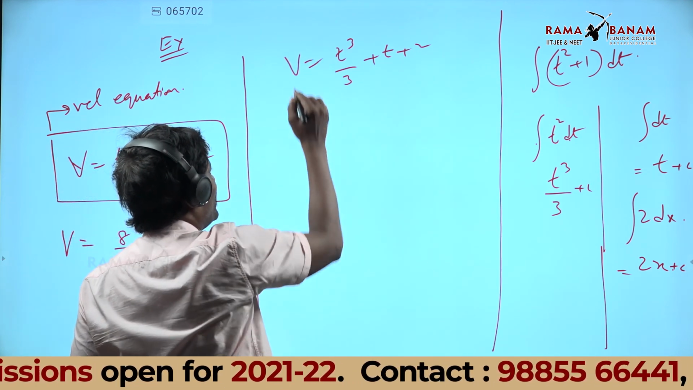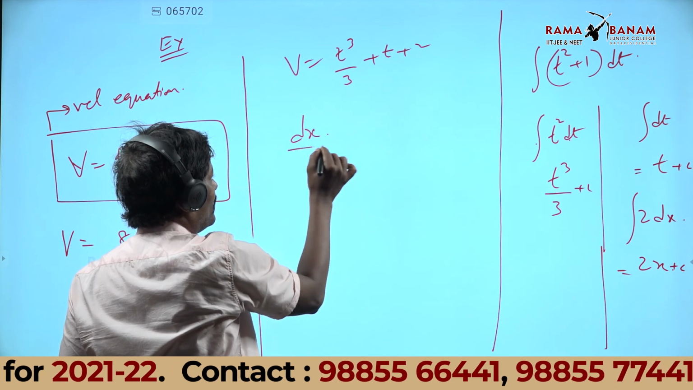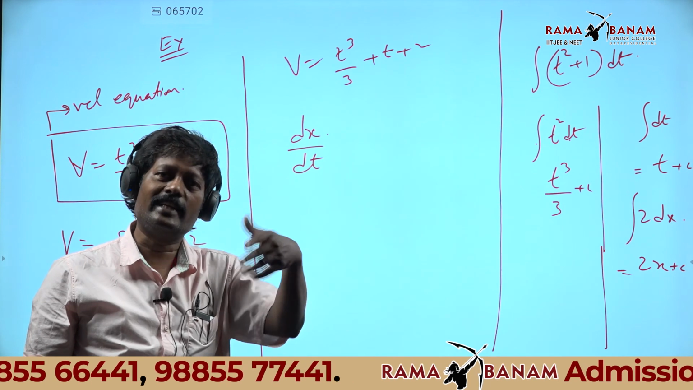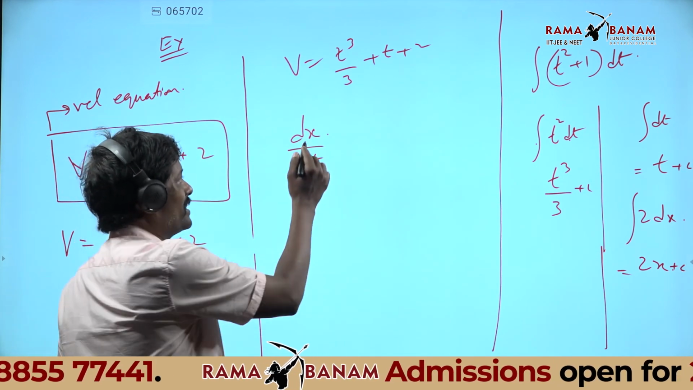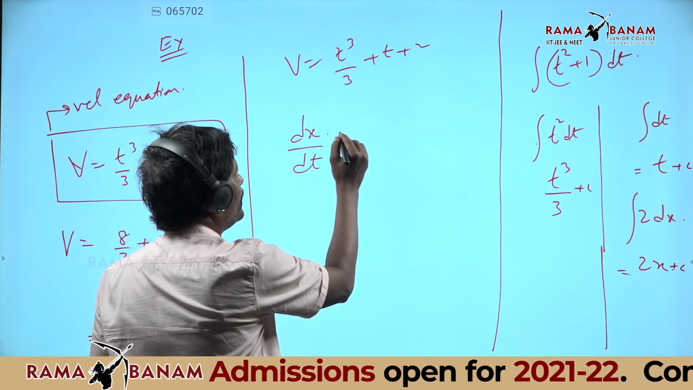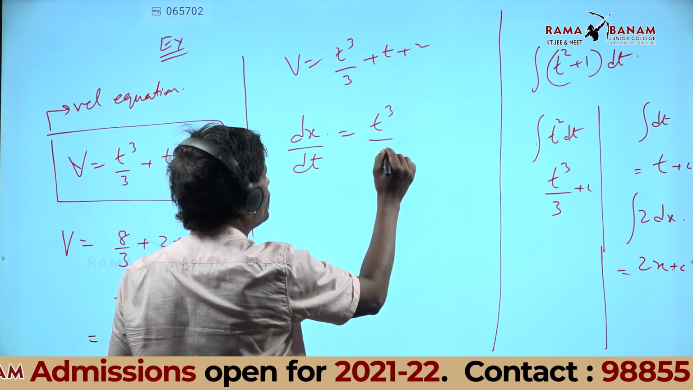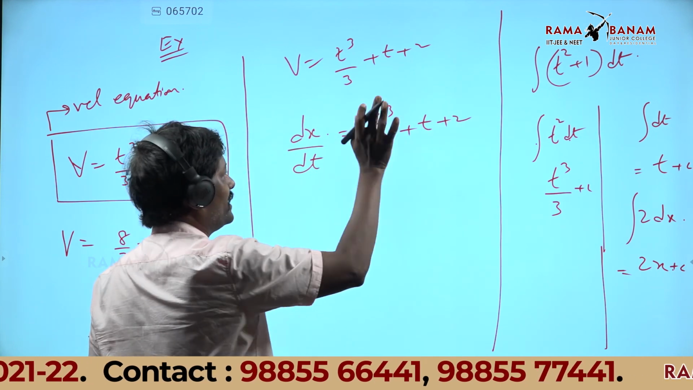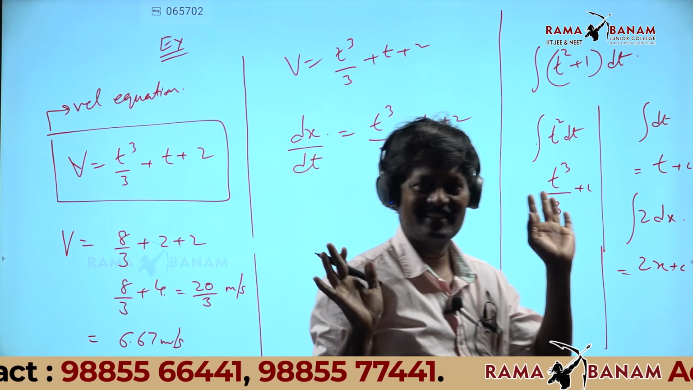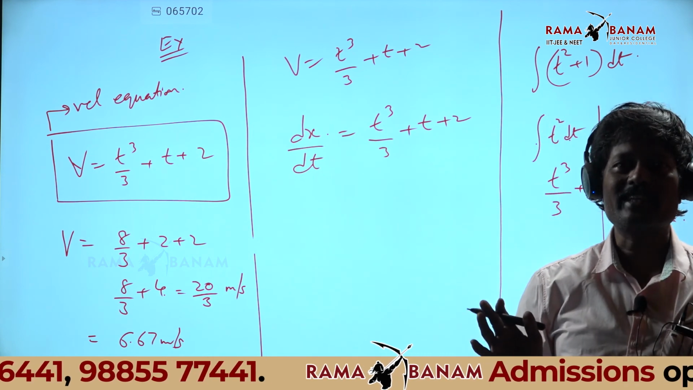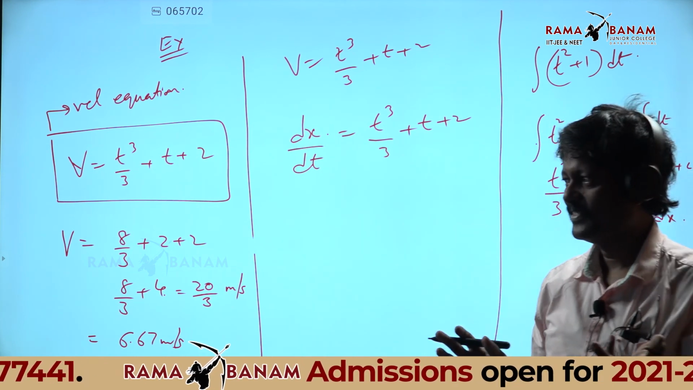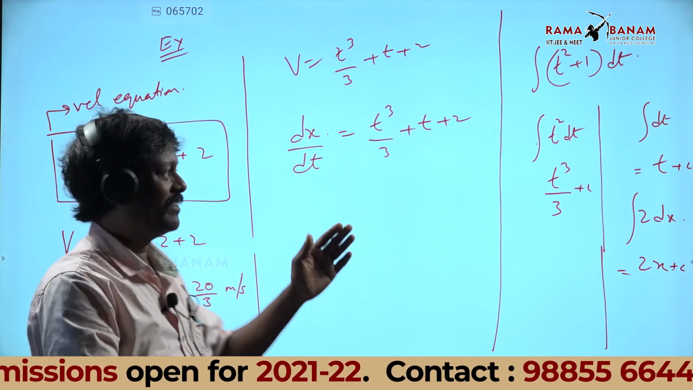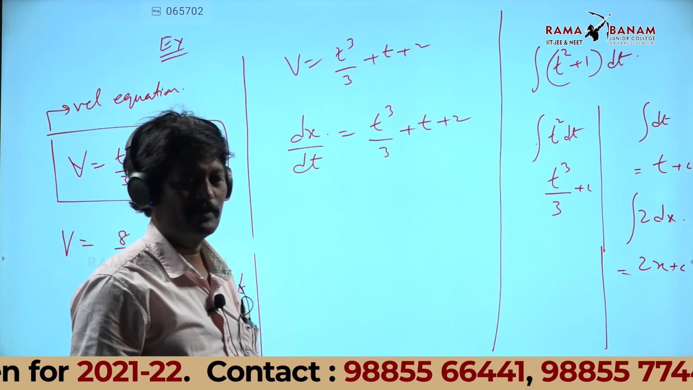I can write v as ds by dt or dx by dt, anything. So, x, but the displacement you will get, equal to t cube by 3 plus t plus 2. Bring the dt that side, integrate, you do it. That is a hint. Integral dx will give you x. That you do it. Already the heart of the problem I have done here. You are left with something very simple.